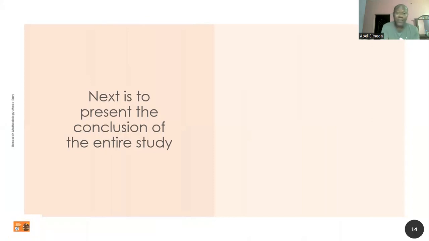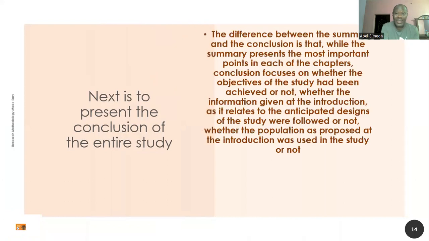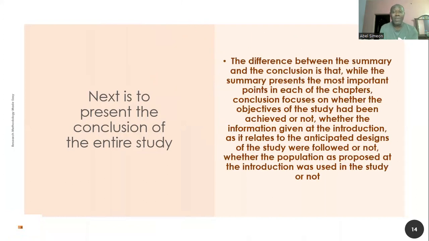Conclusion is different from summary. While the summary presents the most important points in each of the chapters, it can be in one sentence or two sentences. The most important point, but it must not be more than a paragraph.